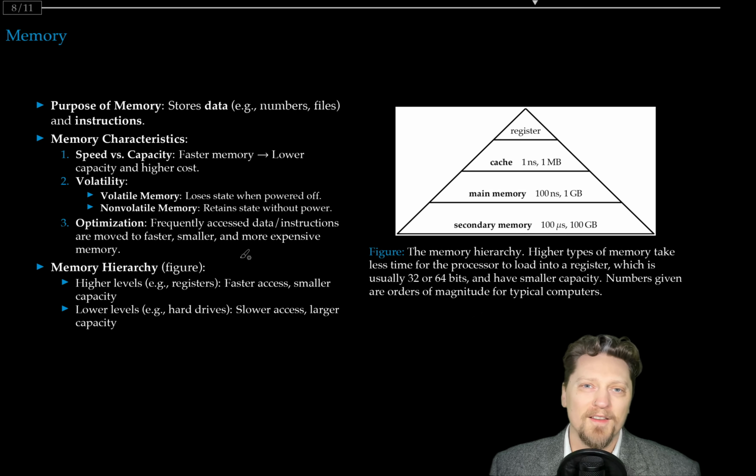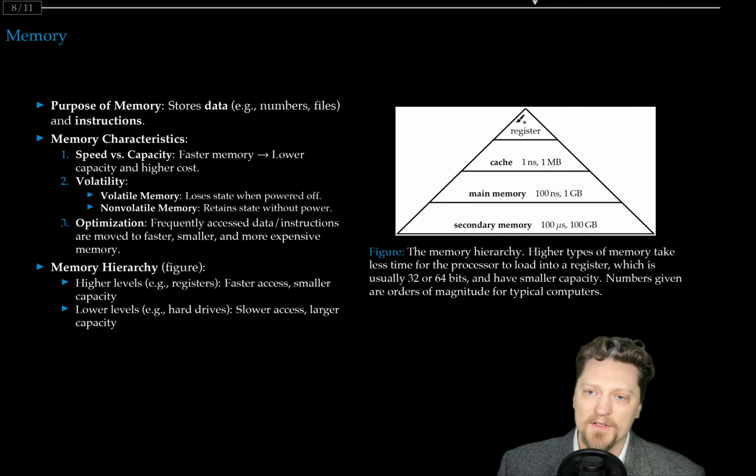That's also a general operating principle with memory. We want the parts of the data and the instructions that are used frequently or used soon to be in faster memory. Memory hierarchy. So taking a look at the figure, it's a nice pyramid. The higher levels, for example, the register or the cache, are faster access, smaller capacity. So as you go up, you get to faster and smaller. And at lower levels, hard drives, slower access and larger capacity. So main memory, secondary memory.